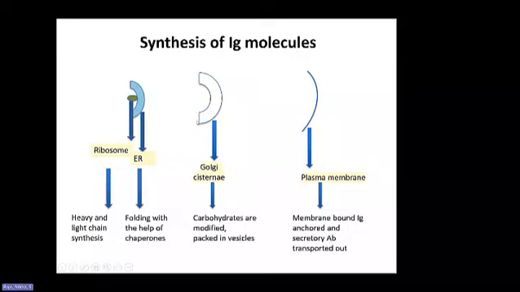They are modified so that more structure is added to them, such as carbohydrates, and then the Golgi apparatus can help to release those immunoglobulins and take them to the plasma membrane. If these are membrane-bound immunoglobulins, they are going to stay attached to the plasma membrane, versus if they are secretory, they are going to be transported out.